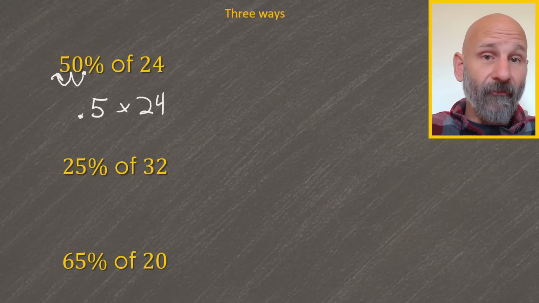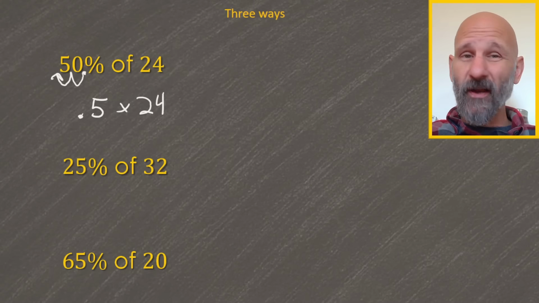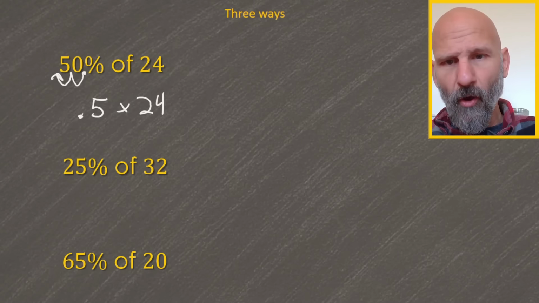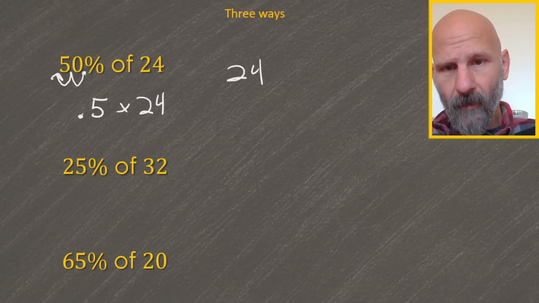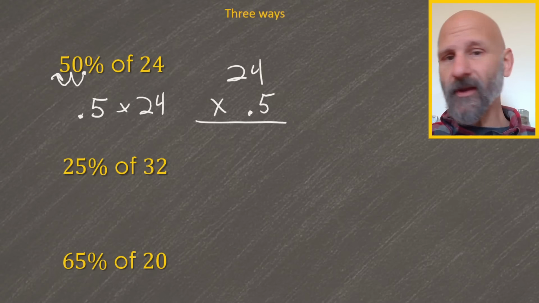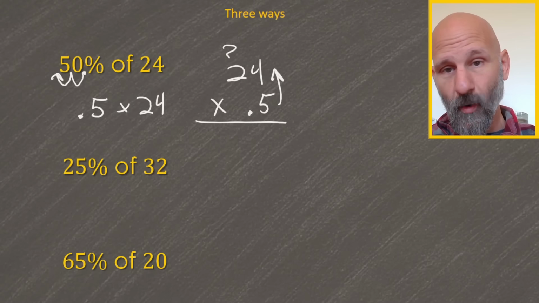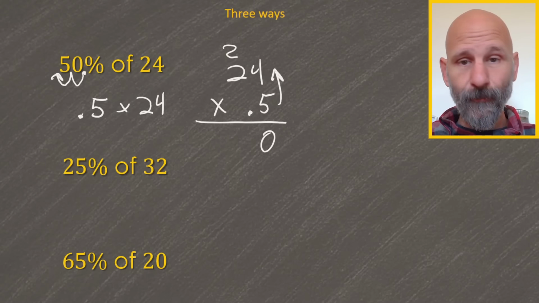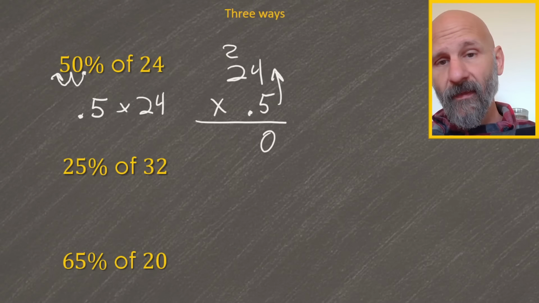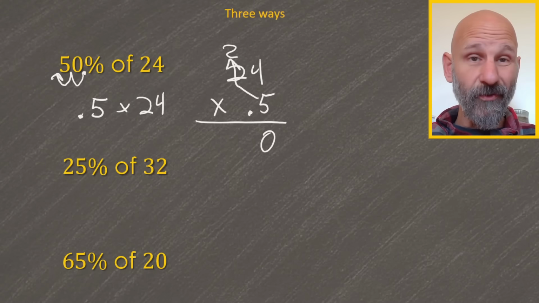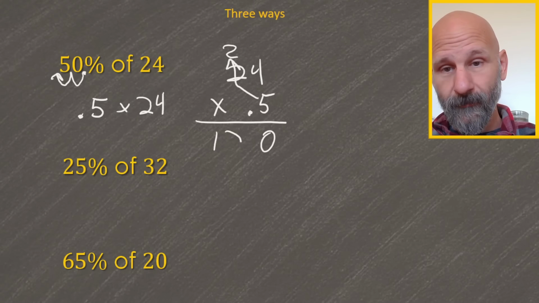Now here, if you got a calculator, if you're like on your cell phone or something like that, feel free to do that. I'll go ahead and do it the long way. We have 24 times 0.5. Right, so there we go. So now we're doing 5 times 4, and that's going to make 20. Carry the 2, put the 0 down there, and then we're going to do 5 times 2 plus 2. 5 times 2 is 10, plus 2, 12. Okay, so there we go on there.